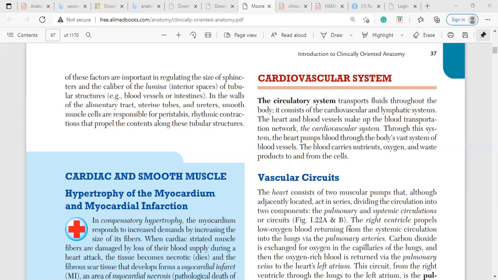So the right ventricle is the first pump. The right ventricle is the first pump. It propels or pushes deoxygenated blood, or blood with low oxygen, that is coming from the systemic circulation. Now I'm going to explain what systemic circulation means, okay? So the first pump is the right ventricle. It propels low oxygen blood returning from the systemic circulation into the lungs.